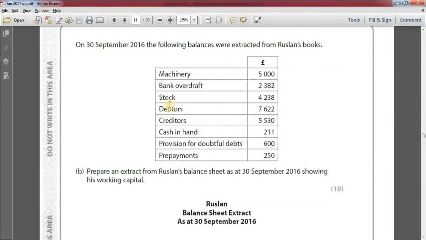Next. On 30 September 2016, the following balances were extracted from Ruslan's books. Option B. Prepare an extract from Ruslan's balance sheet as at 30 September 2016, showing his working capital. So if we want to find out the working capital of any business, we need the balances of total current assets and total current liabilities.